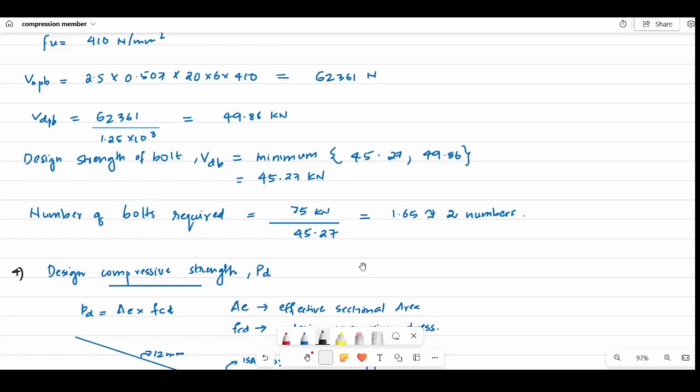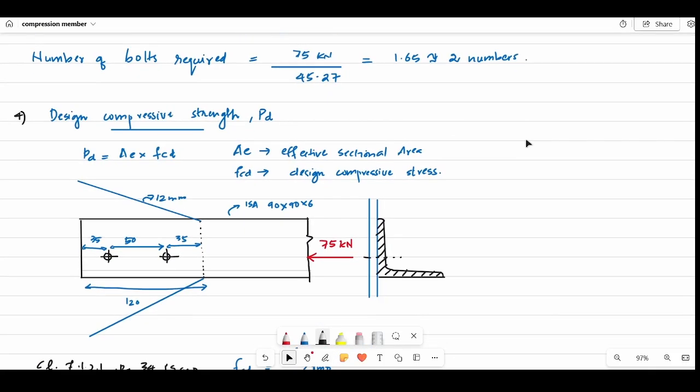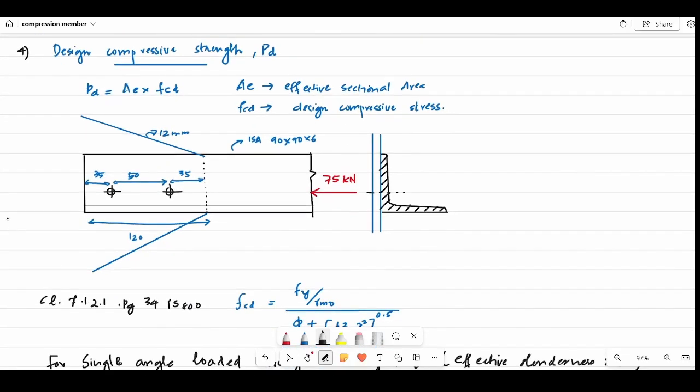Now we'll check for the design compressive strength P_d value for the angle section. The design compressive strength is given in clause 7.1, and it is given as P_d equal to A_e into f_cd, where A_e is the effective sectional area and f_cd is the design compressive stress. Now this is how we provide the connection, the two bolts. This is 50 the pitch, this is 35 the end distance, and this is how the load will be acting.